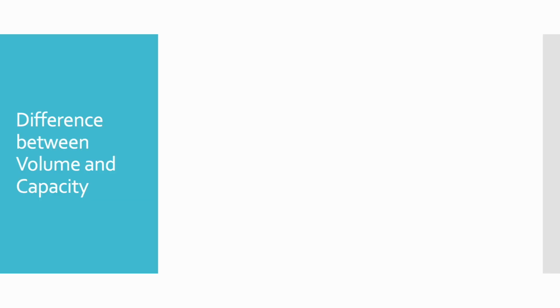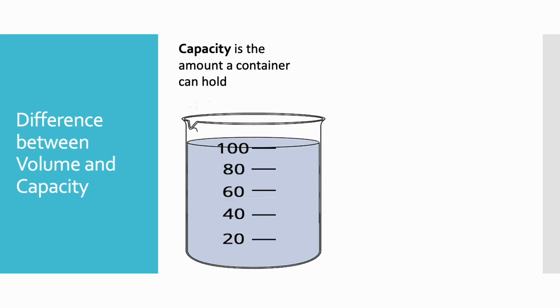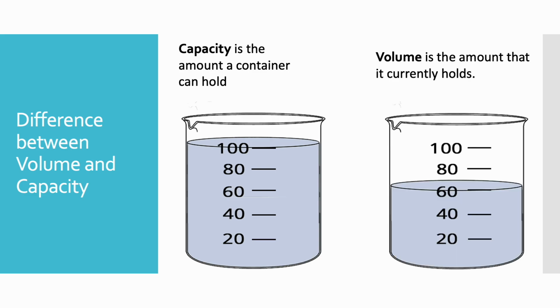Now let's understand the difference between two important terms, capacity and volume. On the left side we see capacity, and on the right side we see volume. Capacity is the maximum amount a container can hold. For example, this beaker has a total capacity of 100 milliliters. It's filled to the top. You might argue we can still fill a bit more. I agree with you. So the maximum amount a container can hold is capacity.